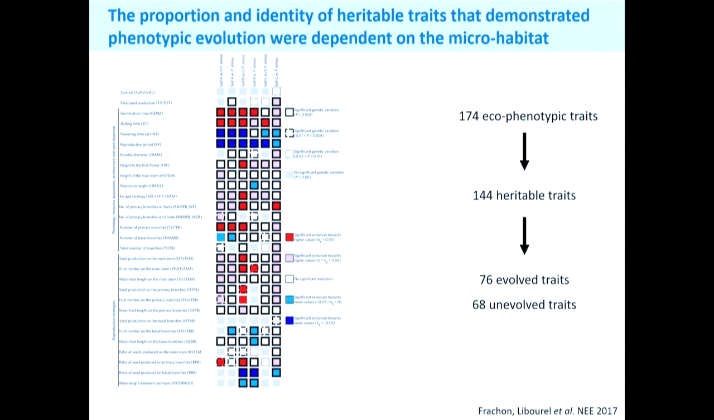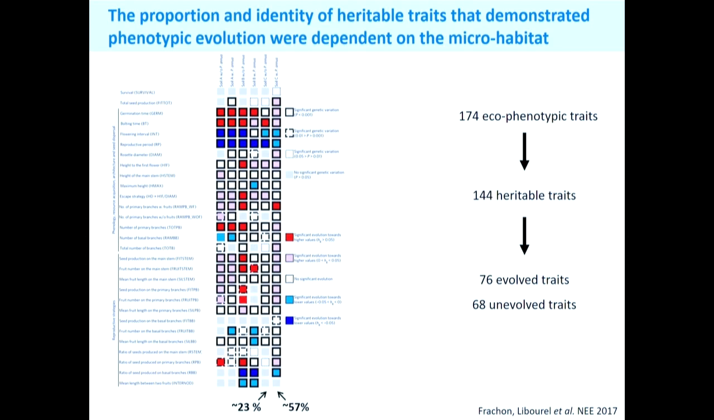Then now we will pay attention to the colors. The color represents the rate of evolutionary change calculated in haldanes. In pink and red, it means that there is an evolution for bigger values. And in blue, it means that there is an evolution toward smaller values. So we find that among all these heritable traits, 76 evolved, and 68 did not evolve. We don't find them to evolve.